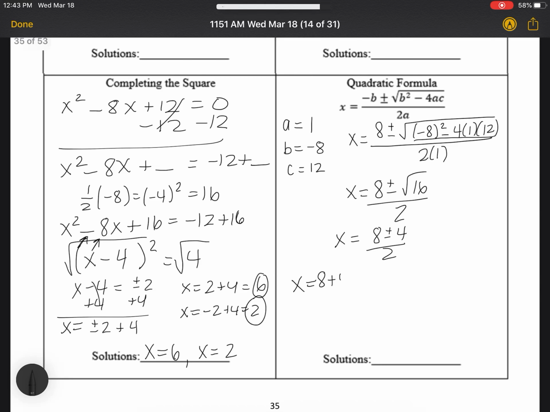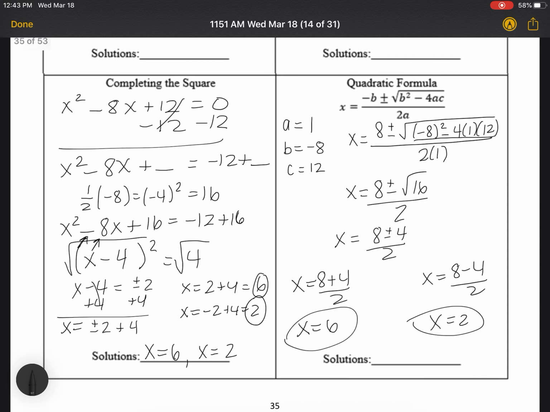And then finally just split it up. 1 gets plus 4. 1 gets the minus 4. Over here we're going to get 6. And over here we're going to get 2.